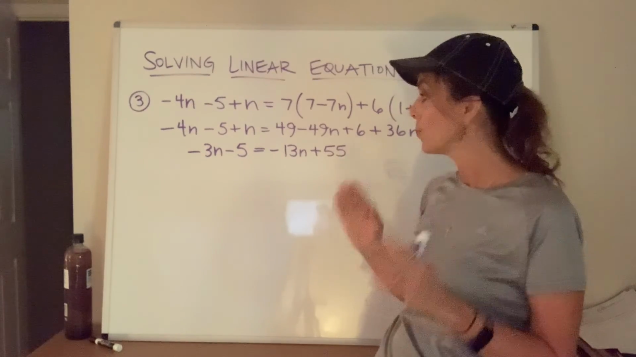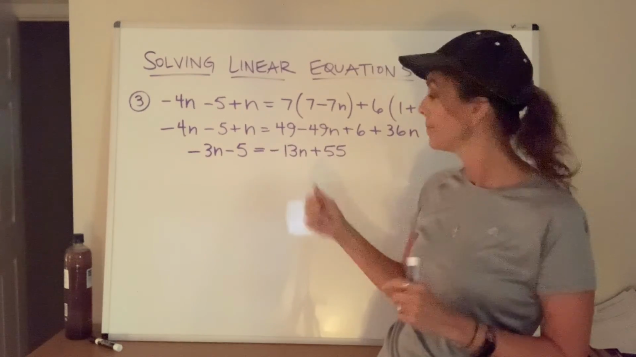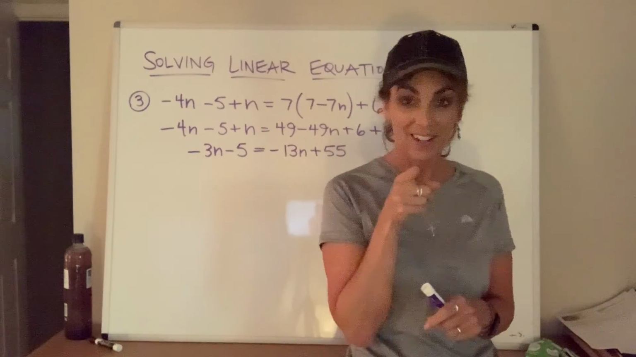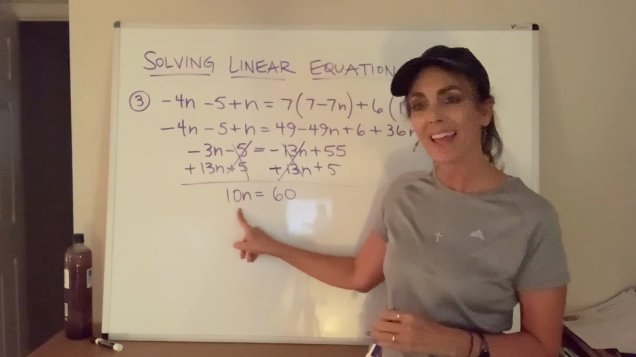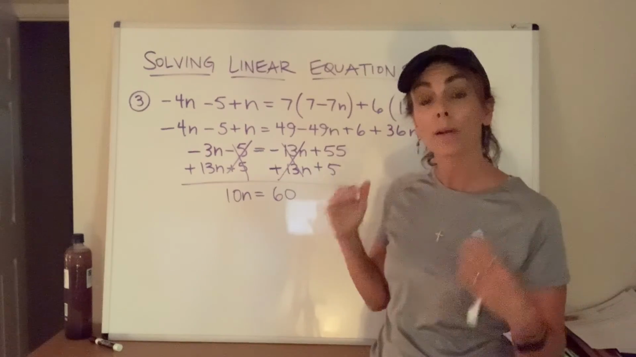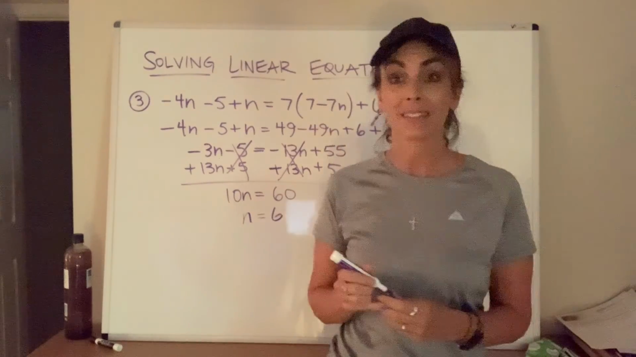Now I'm ready to push the variables to one side and the constants to the other. Pause the video, see how you do. Okay, when I do this much, I end up with 10n is equal to 60. And now when I divide out that 10, I should get my answer. n is equal to 6.